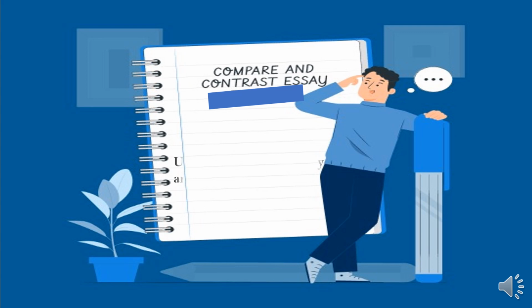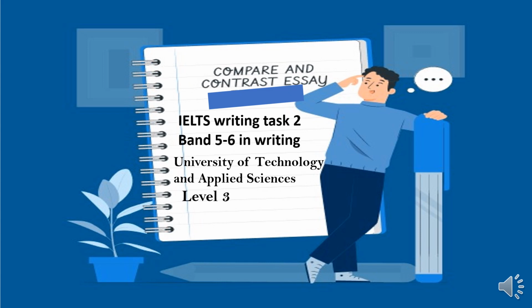If you are a student at the University of Technology and Applied Sciences level 3, this is the essay for you. Or if you are planning to take a test and you are aiming to score a 5 to 6 band in IELTS writing task 2, this essay is for you. Let's get started.